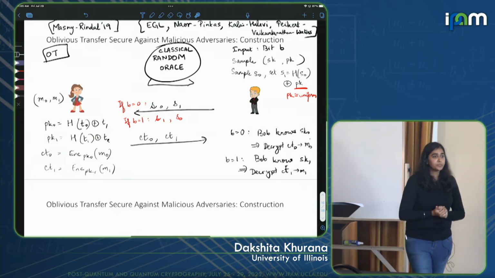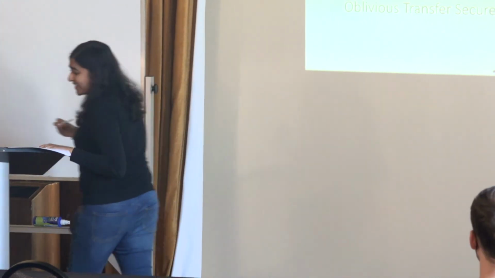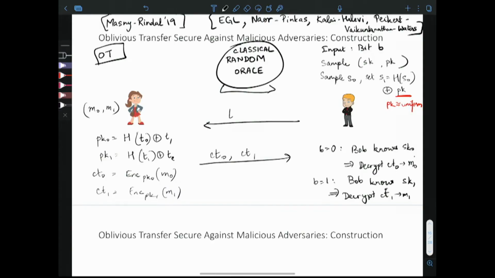Yes? I just called what Alice received T0, T1. Let me clarify. So Bob sends Alice T0, T1, where if B equals 0, then Bob will set T0 to be equal to S0 and T1 to be equal to S1. If B was equal to 1, Bob will flip them both.